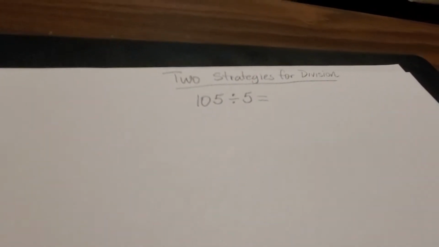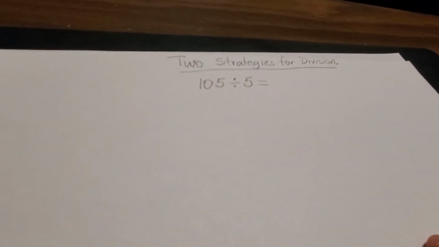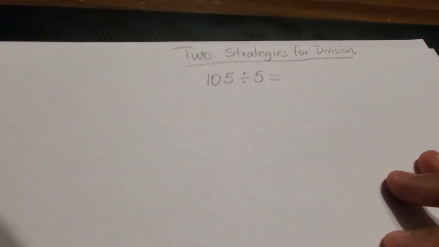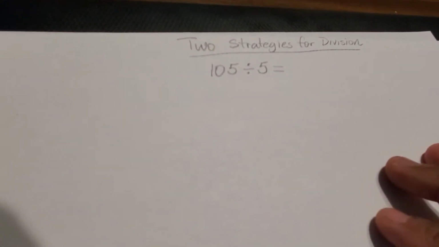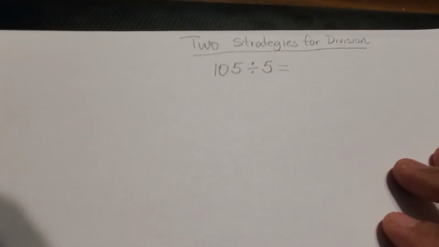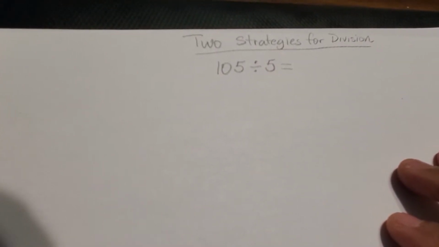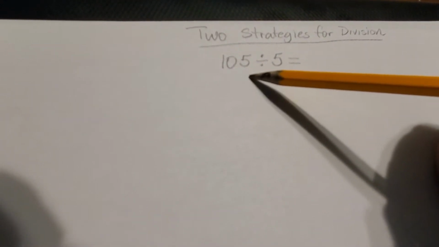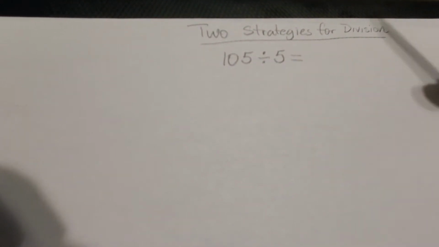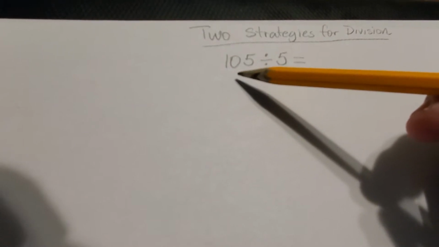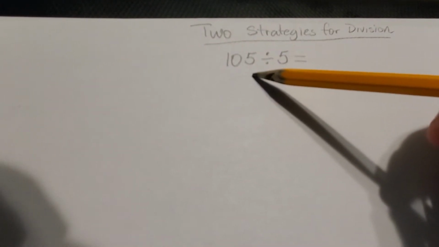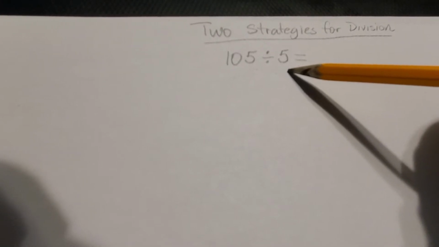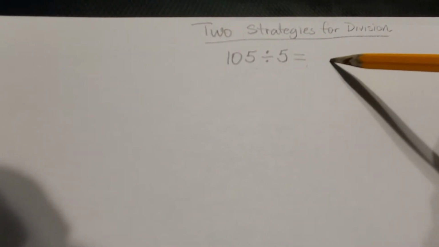Okay, I want to show you the two strategies that we use to learn about division. And I use visual models so that the kids can really understand what it is that we're doing. So let's say the division equation is 105 divided by 5. I'll use an example. Stephanie has 105 bananas. She's going to share them with 5 people. How many bananas do they each get?